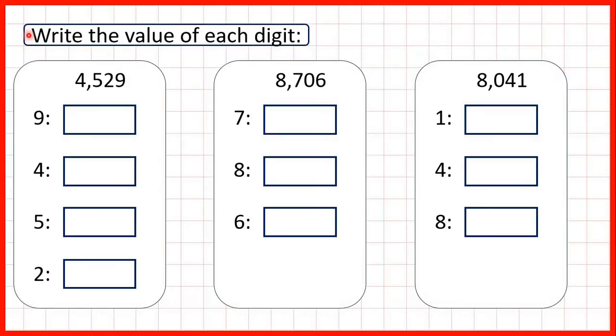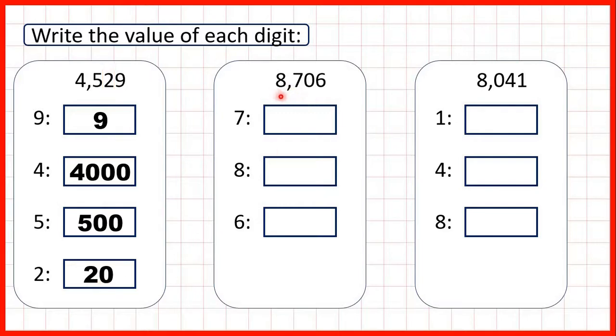We need to write the value of each digit. So first we have the number 4,529. Remember, we count place values from the right, and we have our ones, tens, hundreds, then our thousands. So the 9 is in the ones place value, so that just stands for 9. The 4 is in the thousands, so that's 4,000. The 5 is in the hundreds, so it represents 500s. And then we have 2 in our tens, so that's 20.